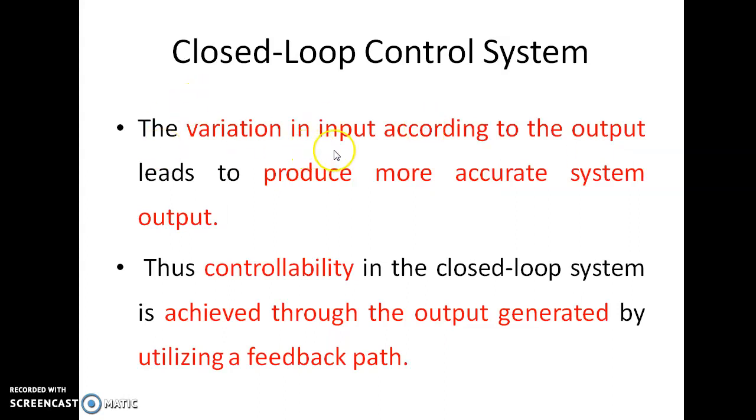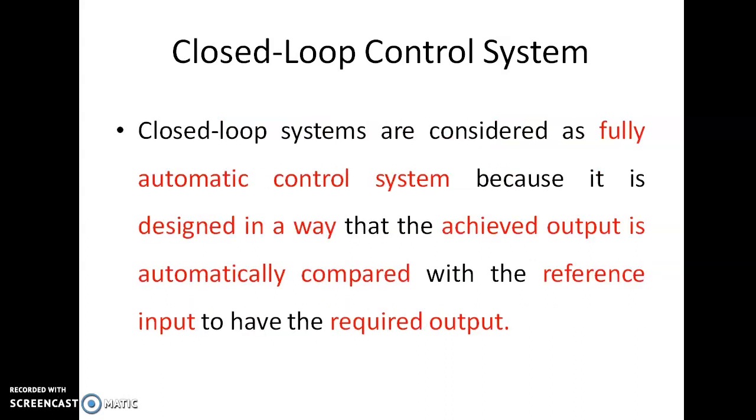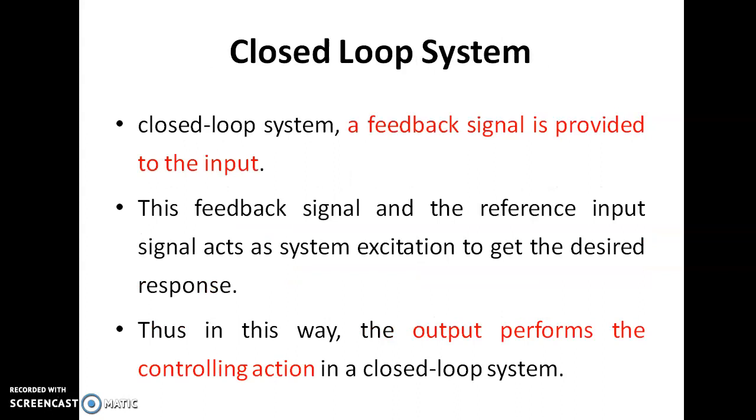Then the variation in input according to the output leads to a more accurate system output. The controllability in the closed loop system is achieved through the output generated by utilizing a feedback path. So we are maintaining the output with the help of this feedback path. Closed loop systems are considered fully automatic control systems because they are designed in a way that the achieved output is automatically compared with the reference input to get the required output. So we are maintaining output with the help of a closed loop control system.